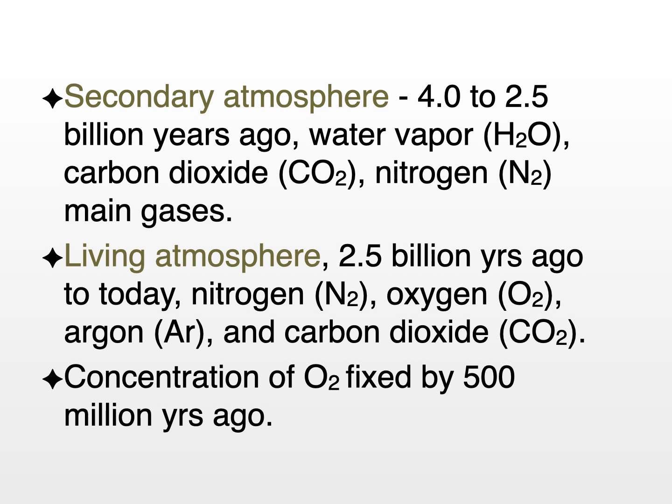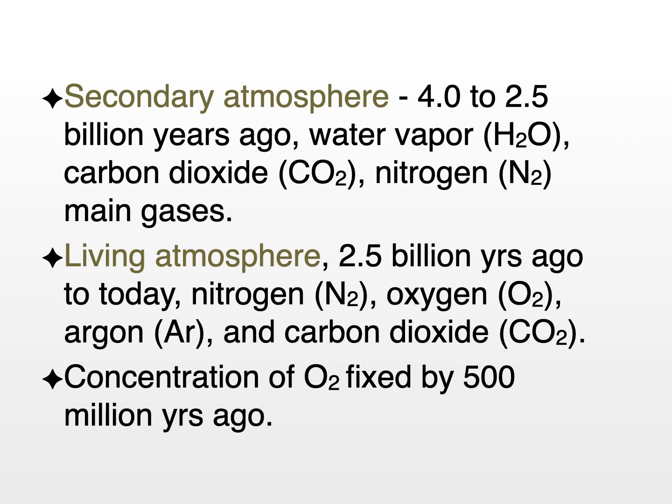The secondary atmosphere developed about 4 billion years ago and lasted for about 1.5 billion years. The secondary atmosphere was mainly composed of water vapor, carbon dioxide, and nitrogen as the main gases. The constituents are very similar to the current atmosphere, except for one gas that is missing, oxygen. With the advent of life, oxygen started entering into the atmosphere and started building up.